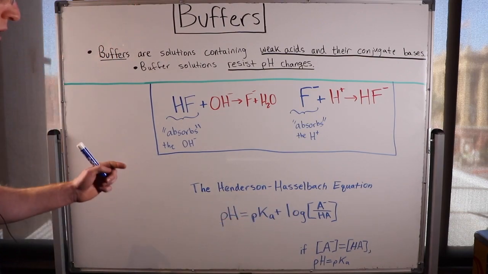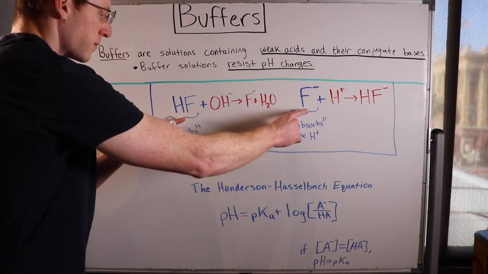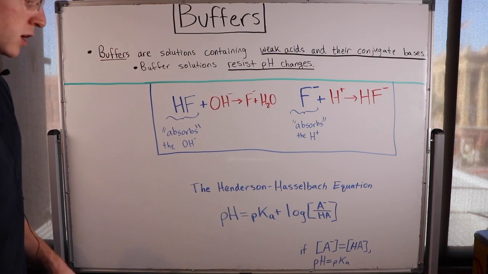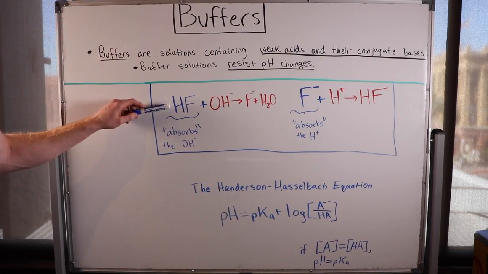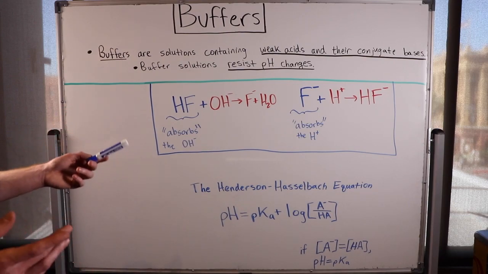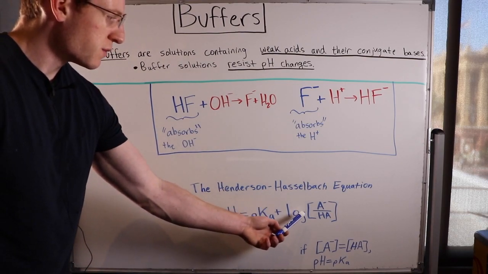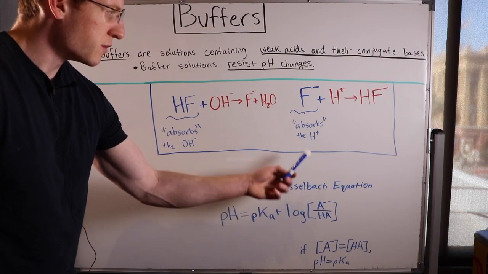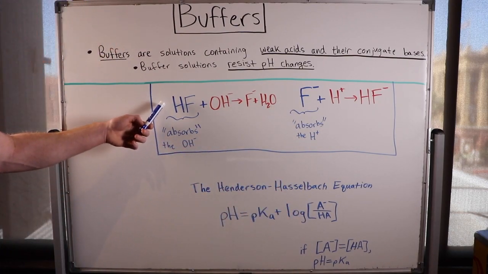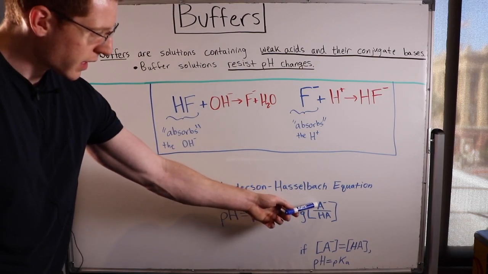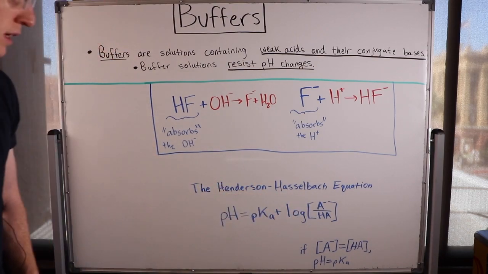So if we wanted to apply this buffer system to the Henderson-Hasselbalch equation, we would have to find the pKa of hydrofluoric acid, which we could find fairly easily off of a table. And then we would need to find the concentration of the fluoride ion in our solution and the concentration of our hydrofluoric acid in solution, and that would be F minus over HF.